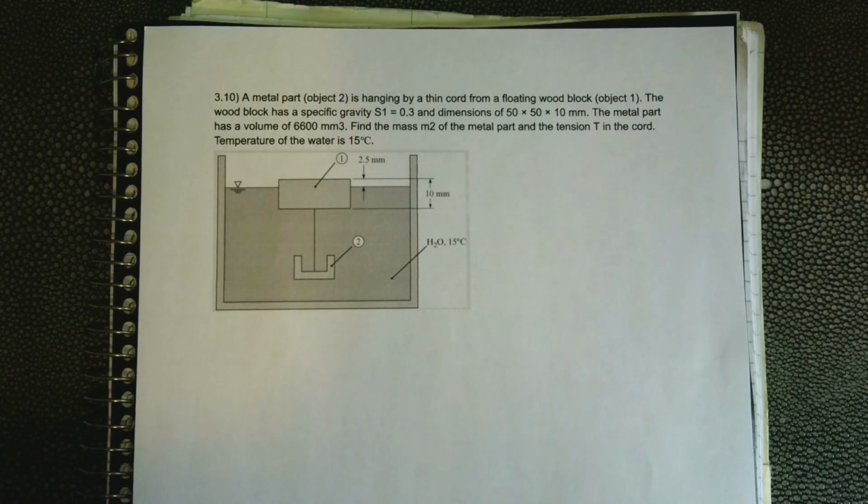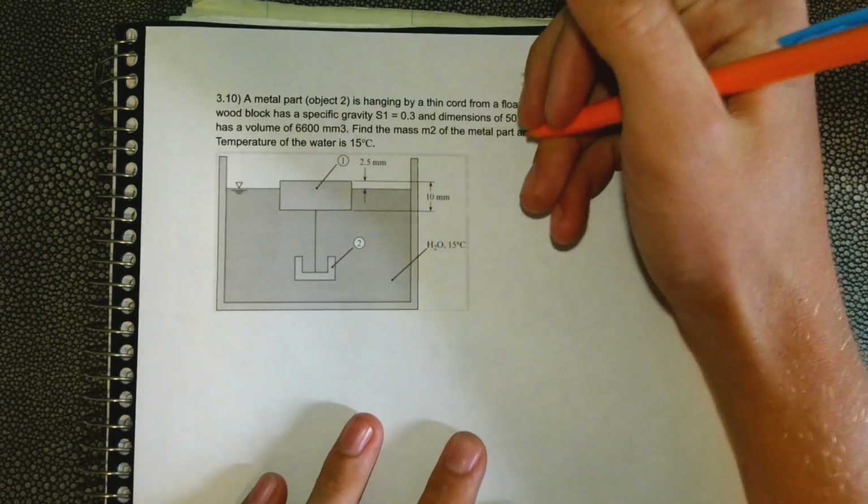3.10 says a metal part, object 2, is hanging by a thin cord from a floating wood block. Object 1, the wood block, has a specific gravity of 0.3 and dimensions of 50 by 50 by 10 millimeters. The metal part has a volume of 6,600 millimeters cubed. Find the mass M2 of the metal part and the tension T in the cord. The temperature of the water is 15 degrees Celsius.